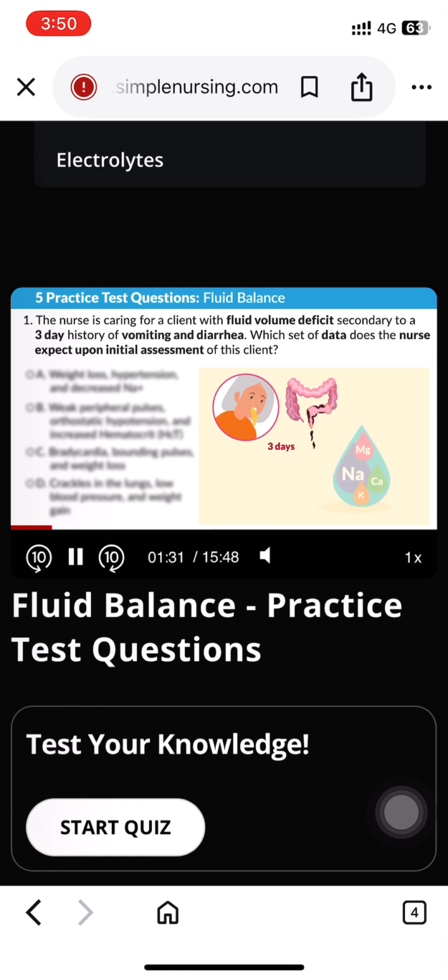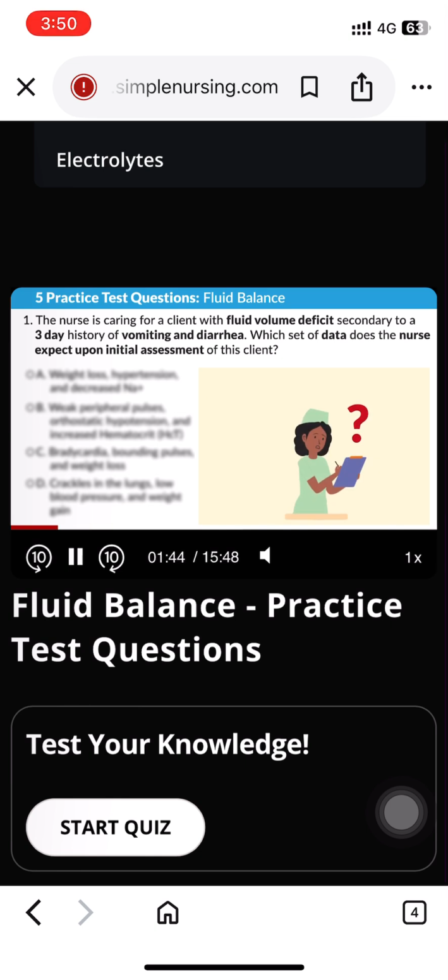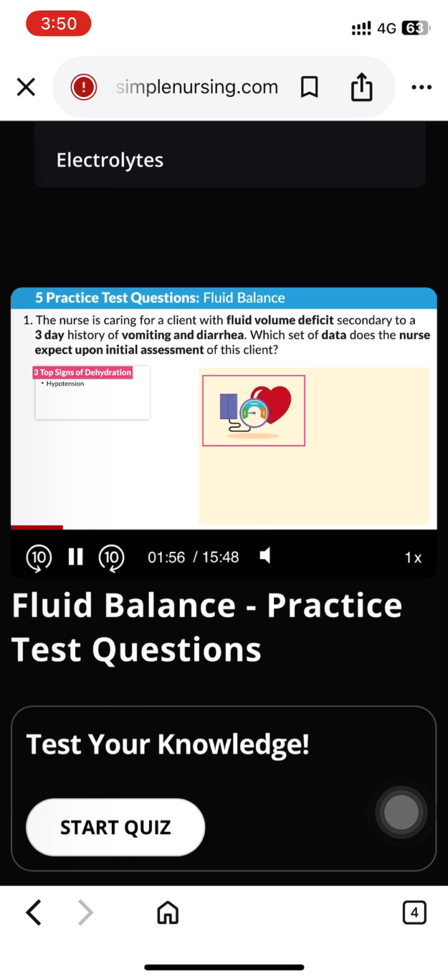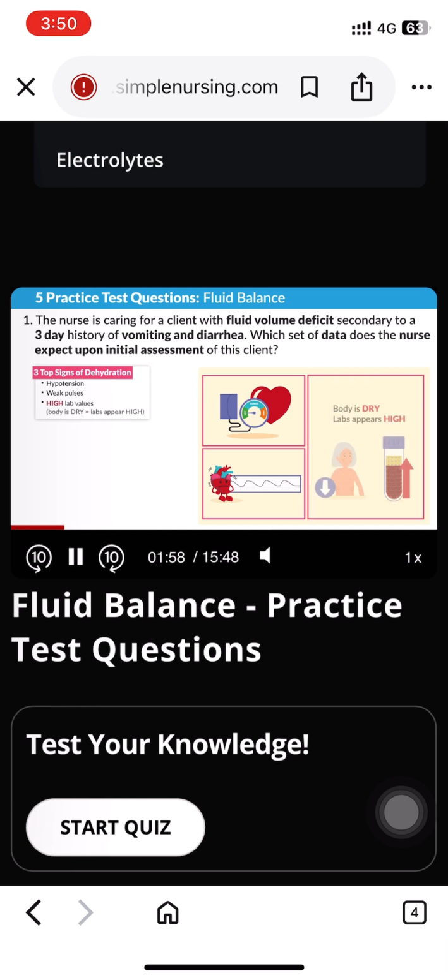Now, the next key term is 3 days of vomiting and diarrhea. Oh, snap. The electrolytes are going to be low here, or basically depleted, because as you know, where fluids flow, electrolytes go out of the body and into the potty. So the question is asking for a set of data that you, the nurse, should expect upon initial assessment. So once again, think of the top 3 signs of dehydration: hypotension, weak pulses, and high lab values. Because when the body is dry, the labs appear high.